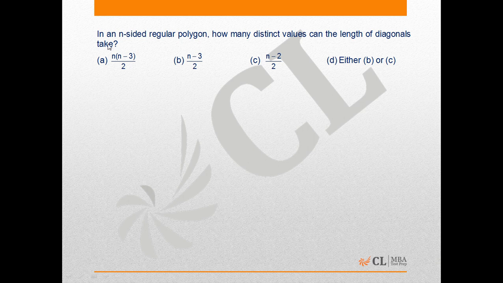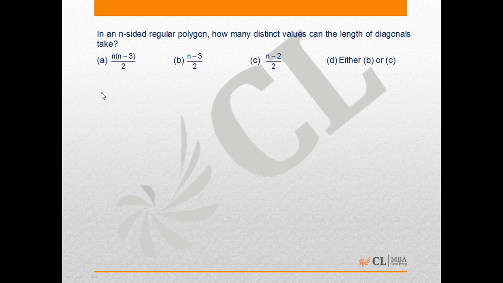Okay, this is a question on geometry. It says, in an n-sided regular polygon, how many distinct values can the length of diagonals take? Okay, so we have options. The best way to go about this particular question is to take various examples.